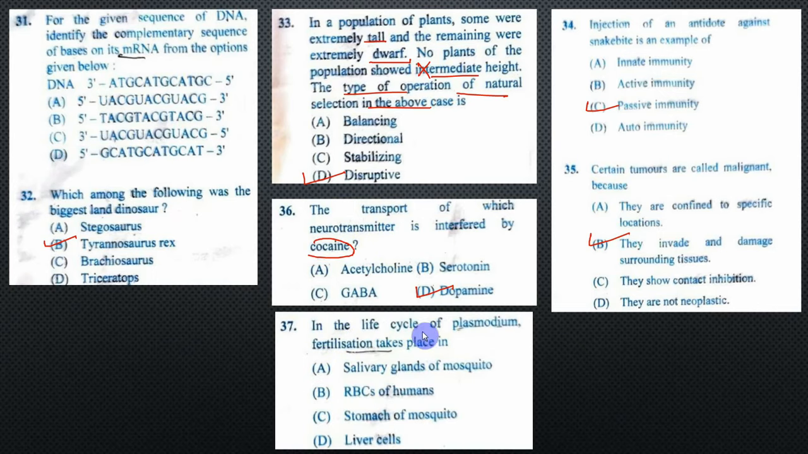Moving on, in the life cycle of Plasmodium, the fertilization takes place in salivary glands of mosquito, RBCs of humans, stomach of the mosquito, liver cells. So you can see over here that the salivary glands of the mosquito mainly contain the infective stage, that is the sporozoite. The RBC of the human beings are mainly part of the asexual reproductive cycle of the plasmodium, and it is the stomach of the mosquito where actually the fertilization takes place. So the sexual cycle actually occurs in the stomach of the mosquito, or basically the mosquito itself. So the right option over here is the stomach of the mosquito. And the liver cells, again, are a part of the asexual cycle of the plasmodium.